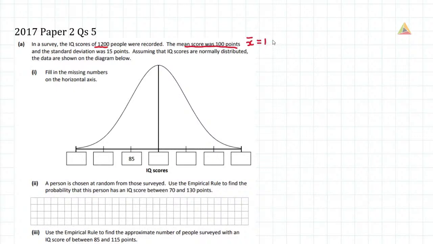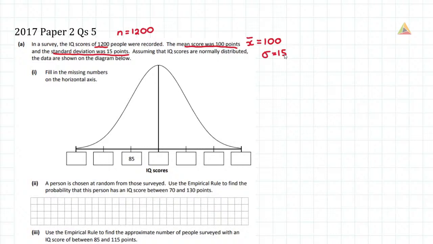So x bar is equal to 100. The number of people is 1,200 and the standard deviation was 15, so our sigma is equal to 15. And we're going to assume that they're normally distributed. So that means we can use our empirical rule and we'll have our bell curve.